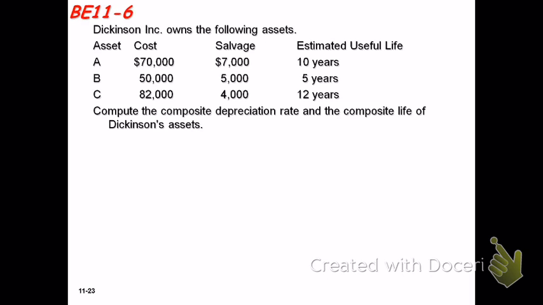Okay, here's an example where we're going to look at the composite depreciation rate. The first thing we need to do is calculate the rate for each group. So we have the depreciable base, which is the cost minus salvage: $63,000. Cost of 50 minus salvage of 5,000 is 45. 82,000 cost minus salvage of 4,000 is 78,000. Divided by the years: the first one has 10 years, the second has a 5-year life, and the third has a 12-year life.